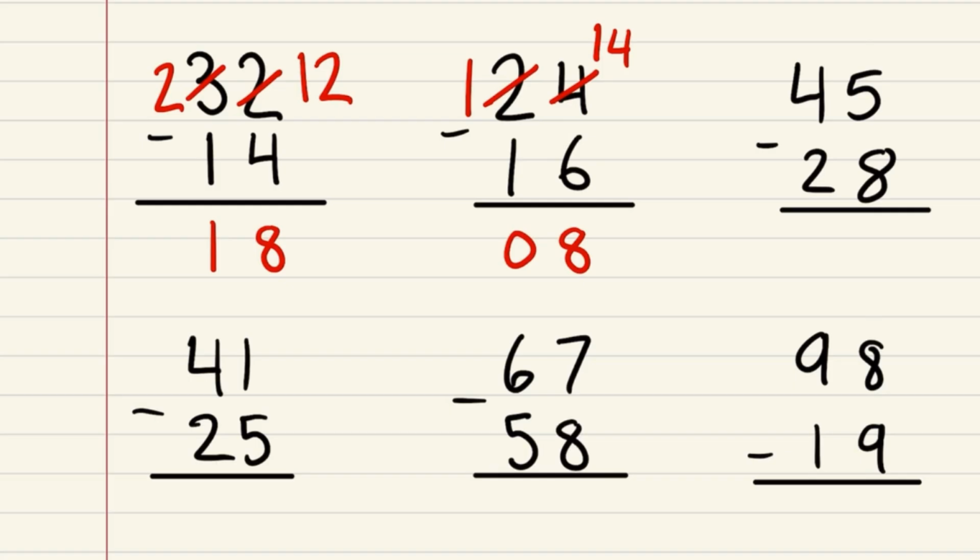And lastly, let's look at 45 minus 28. If we start on the right, we have 5 minus 8. 5 cannot handle the 8 by himself, so 5 needs help. 5 asks 4 for help. 4 says, all right, 5, I can help you, but I'm only going to give you 1. So the 4 becomes a 3. Your 5 becomes a 15, and now you have 15 minus 8, that is 7, and 3 minus 2, which is 1, which should give you an answer of 17.